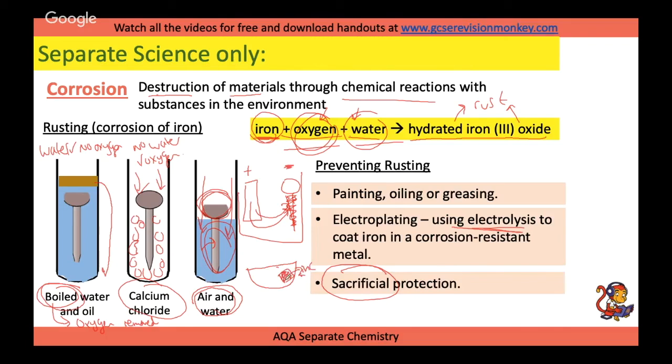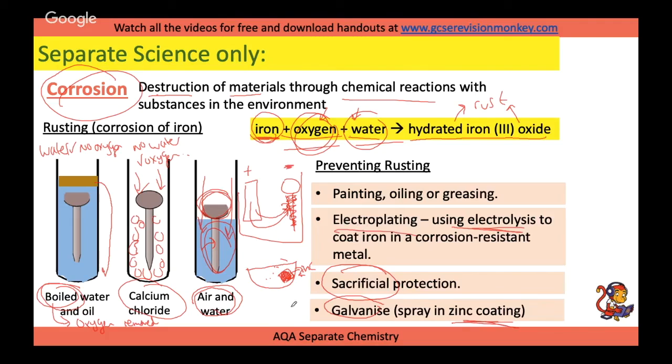This is because the zinc is more reactive, so that will corrode first, and that is therefore protecting the iron which is in the steel hull. Galvanizing means spraying something in a zinc coating. So again, you could have a metal which, rather than doing electrolysis or electroplating, you could spray it in a zinc coating to galvanize it.